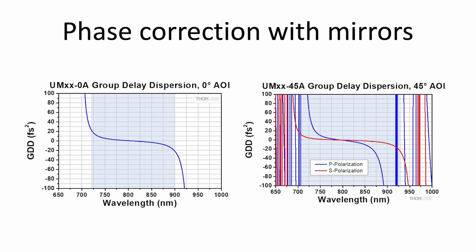Here you have examples of mirrors designed for low group delay dispersion. These numbers, less than 20 femtosecond squared, are very low. But if you go close to the edge of the mirrors where the reflectivity is still very high, the group delay dispersion can be huge. You have to take care, as you see in the right side plot, of the angle and polarization effects. So mirrors are things that you have to take care of.